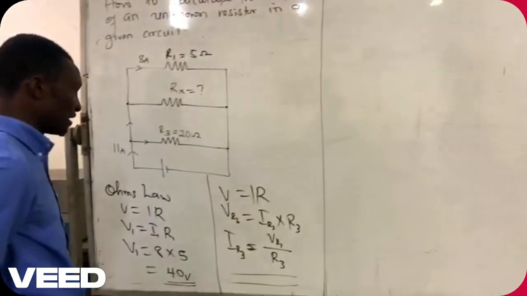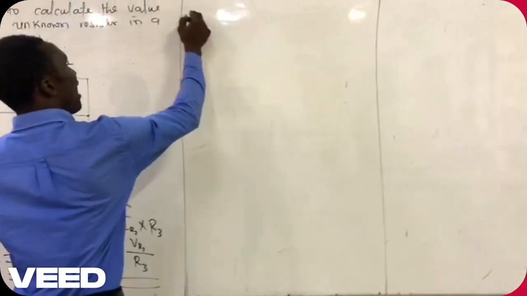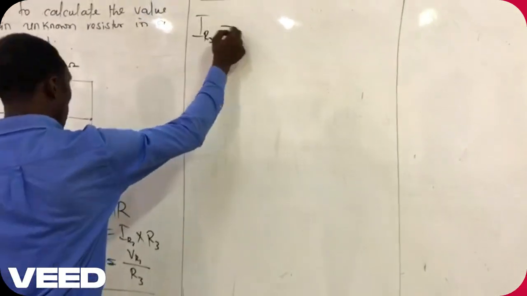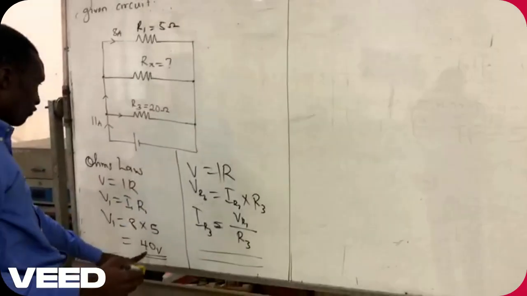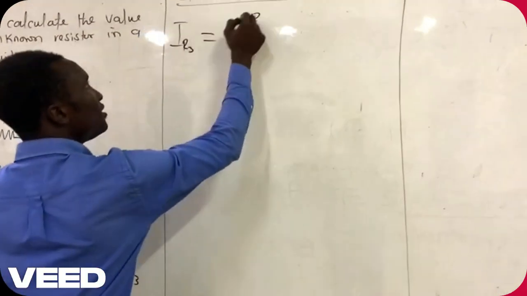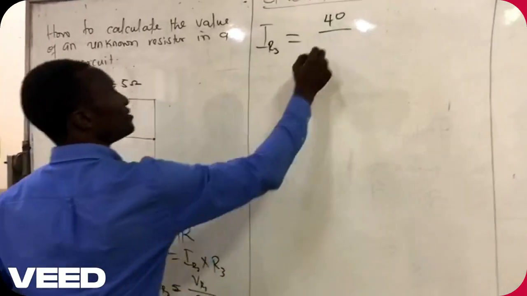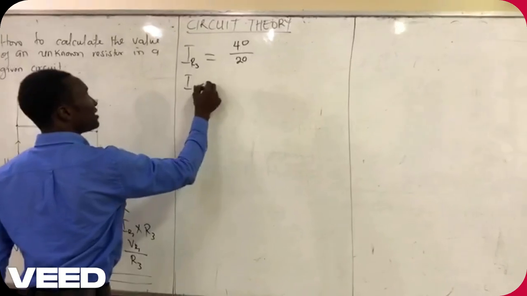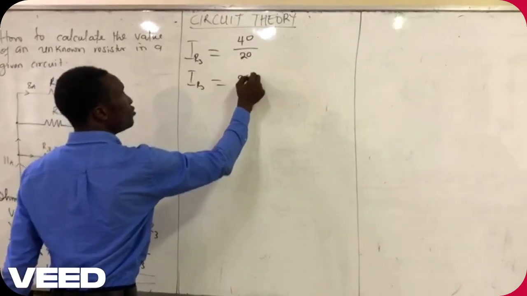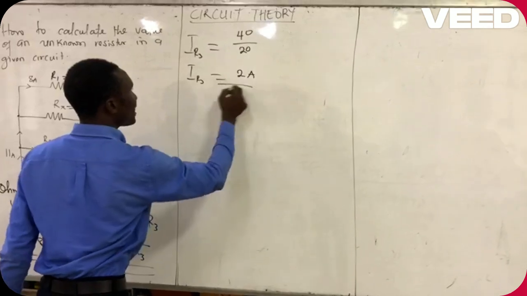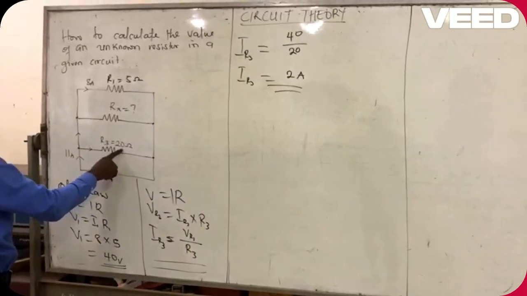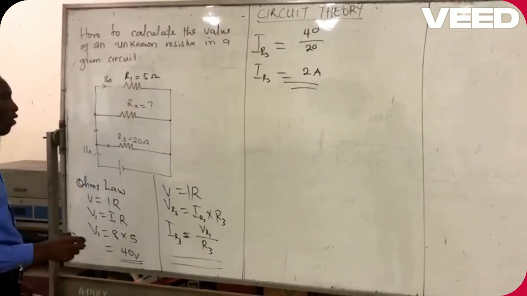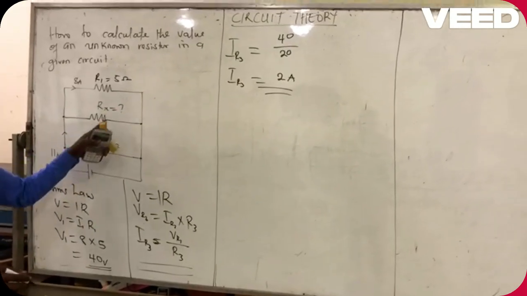So let's move to this side. Now, I R3 is equal to the voltage, which is 40 volts, over 20. So I R3 is equal to 2 amps. This is the current across the 20 ohm resistor.